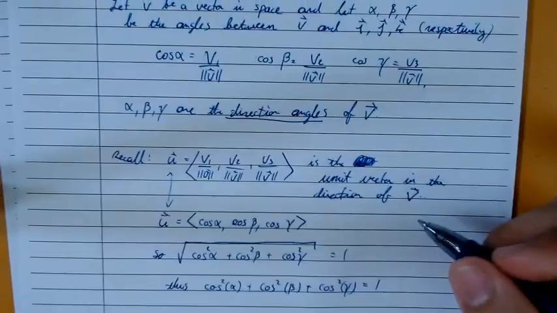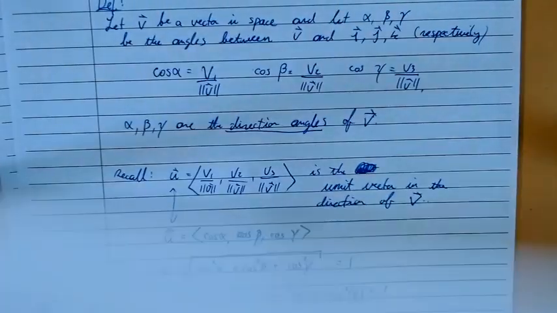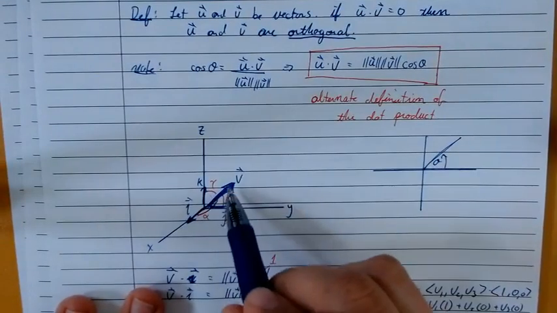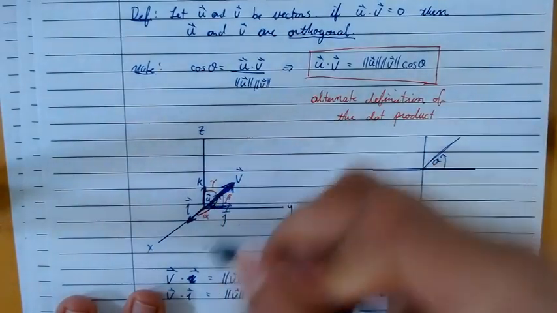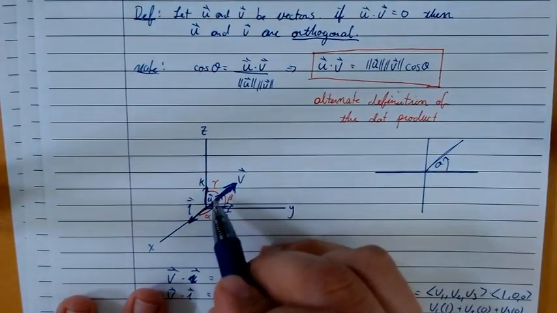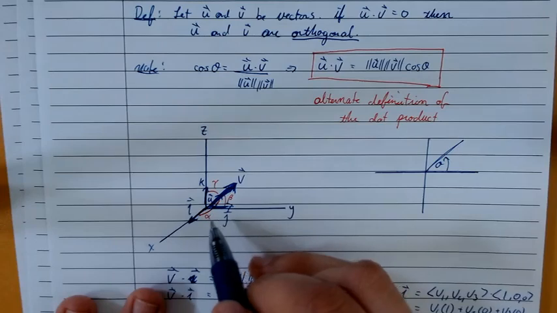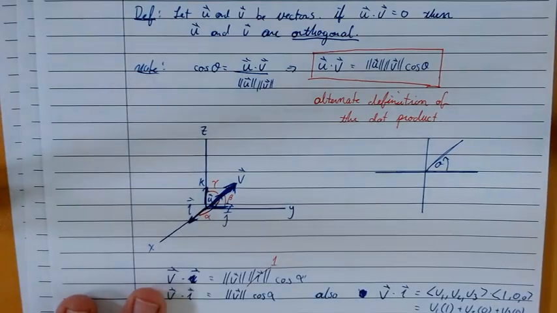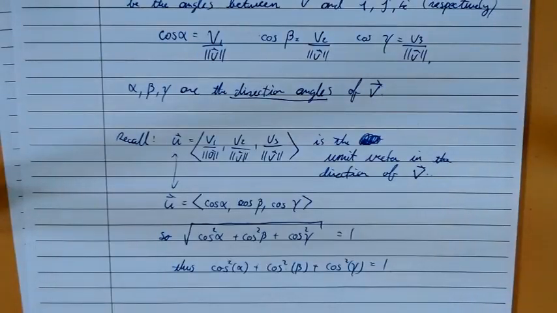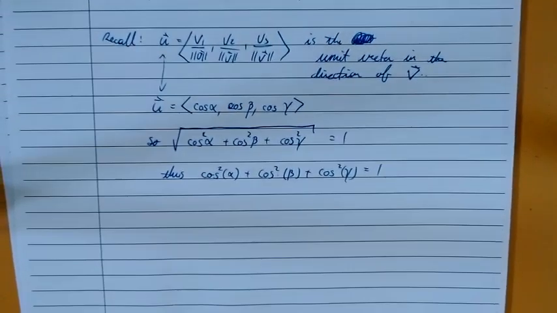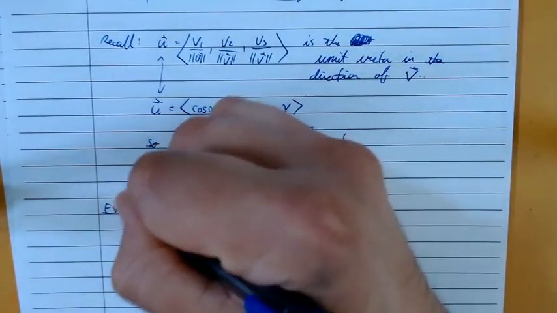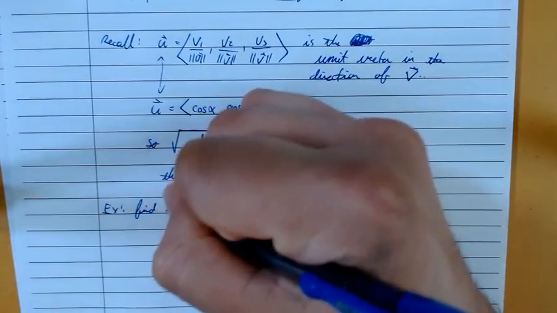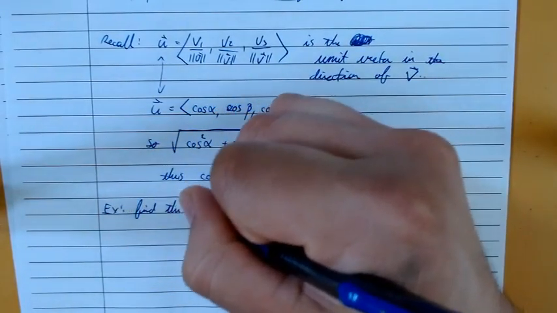So you give me a vector in space. I can scale it down so that it's a unit vector in the same direction, but only 1 unit long. The components of that are going to give you the cosine of alpha, beta, and gamma, which is nice. So for example, find the direction angles.